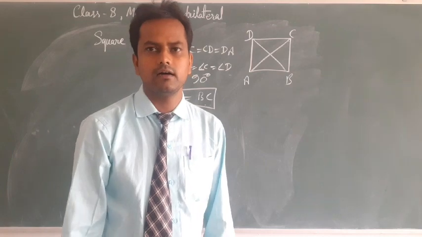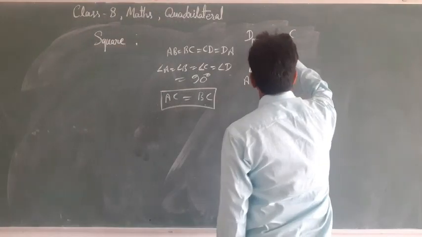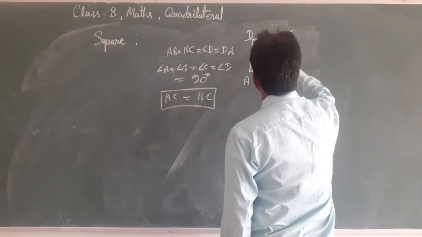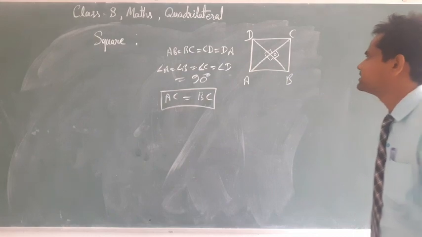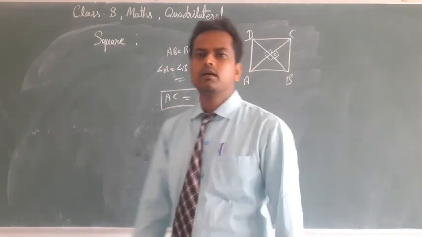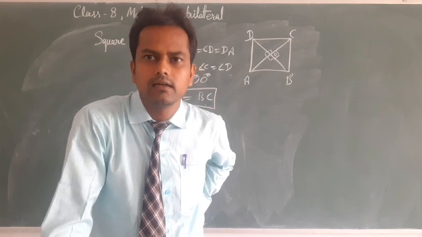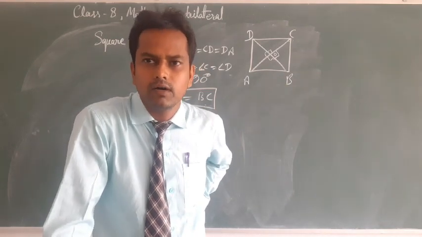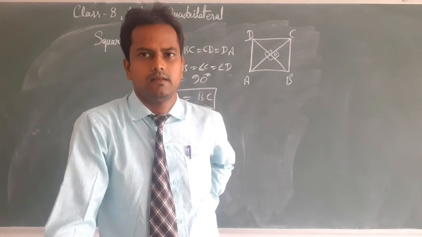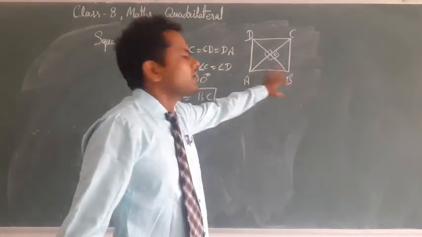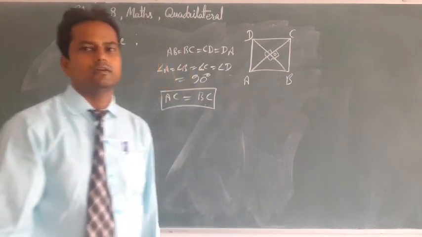Diagonals of a square bisect each other at right angle. It means this angle will be 90 degrees, this also will be 90 degrees and this angle also will be 90 degrees. So always remember, the diagonals of a square are equal and bisect each other at right angle. And in a square all sides are equal and all angles are equal. Got it?